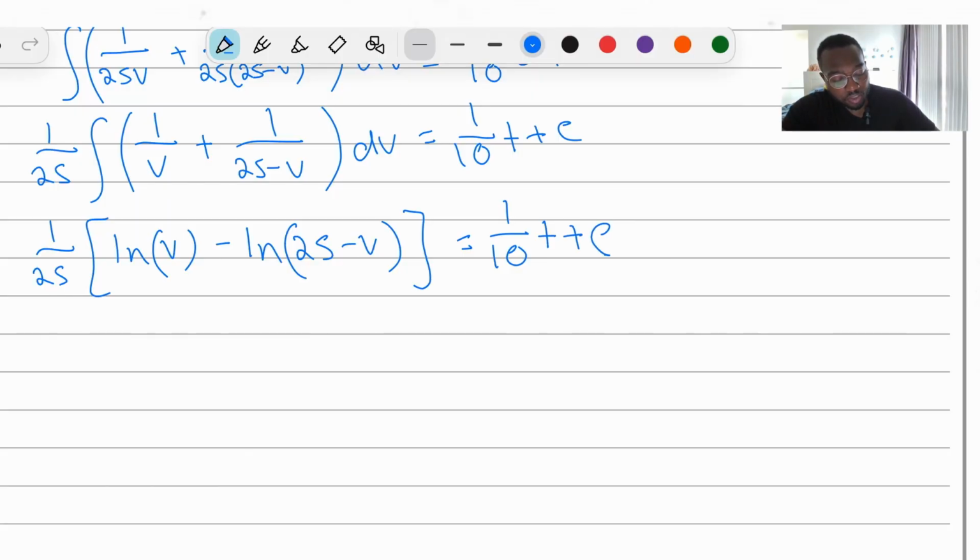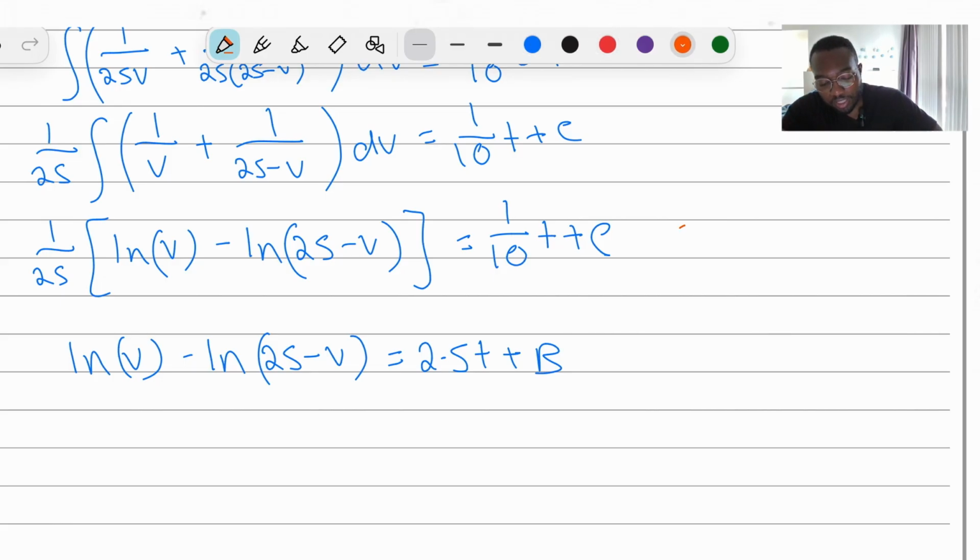And now what we can do is let's times both sides by 25, so we get rid of the fraction. So we get ln v minus ln(25 minus v), and that is equal to 25 over 10, which gives us 2.5t. And with that c, well, that just gives us another constant, because we get 25 times c. So effectively, let's let 25c equal b. It just gives us a new constant, so we can just write that as b for now.